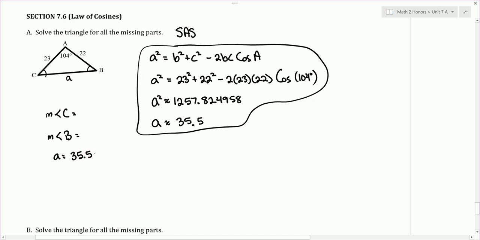Now once you find this first missing piece, you could go back to the law of sines and solve for one of the angles, or you can still use the law of cosines. So say I want angle C next. So then I start with c squared equals a squared plus b squared minus 2 times a times b times the cosine of c.